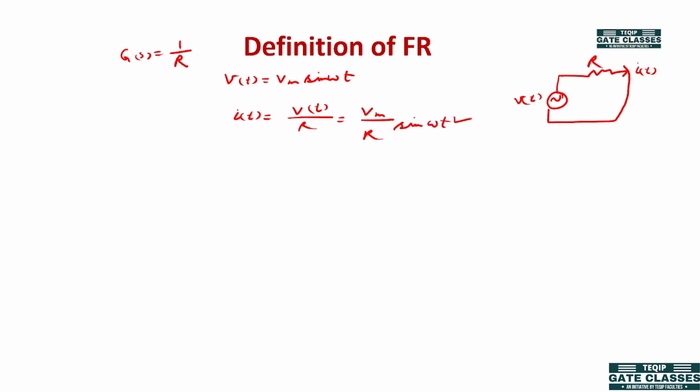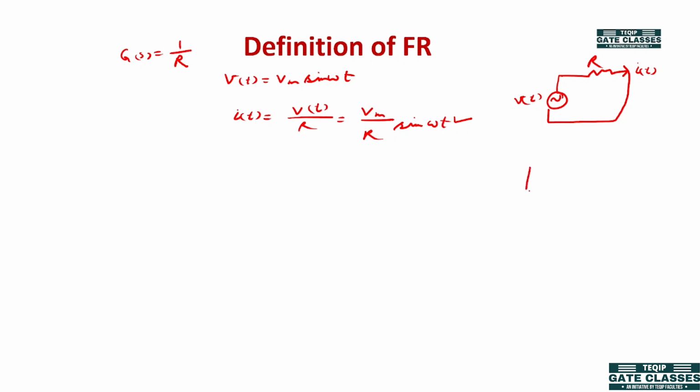So from this we can see our magnitude is changed from what we have applied. We have applied a voltage of magnitude Vm and we are getting a current of magnitude Vm upon R. However, our phase shift is the same as the input signal and frequency is also the same as the input signal. So we have applied a sinusoidal voltage, and we are getting a sinusoidal current in the response.